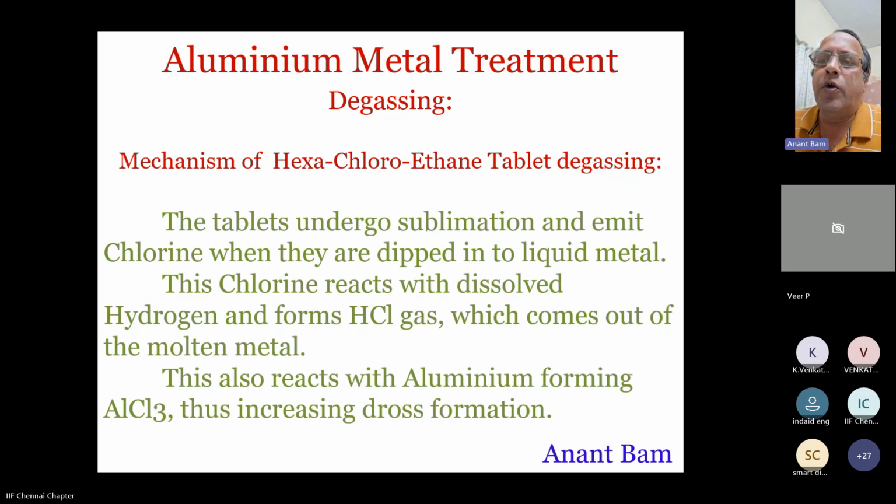So in this sublimation, chlorine gas is emitted. This chlorine reacts with dissolved hydrogen and forms hydrochloric acid, HCl gas. Now we have seen that solubility of hydrogen is up to 2%, but solubility of HCl is 0%. So once HCl is formed, it comes out of the liquid metal directly. But along with that, aluminum chloride is also formed, and hence dross buildup or dross formation increases with this tablet. That's one drawback of this tablet. Next slide, please.